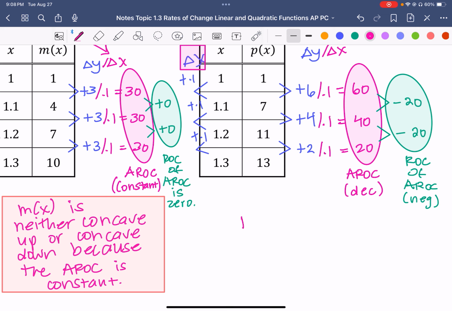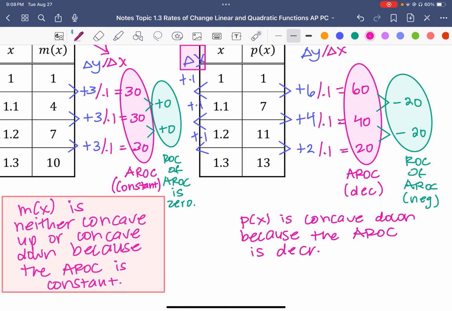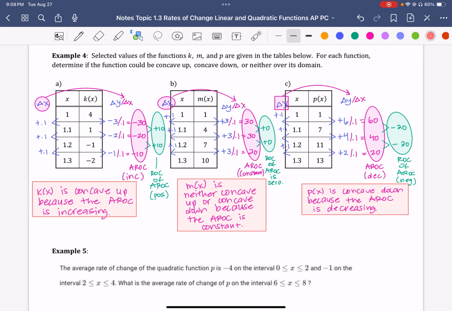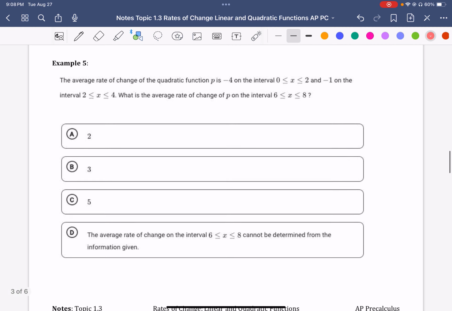So P of x is concave down because the average rate of change is decreasing. Okay, let's do some other examples.